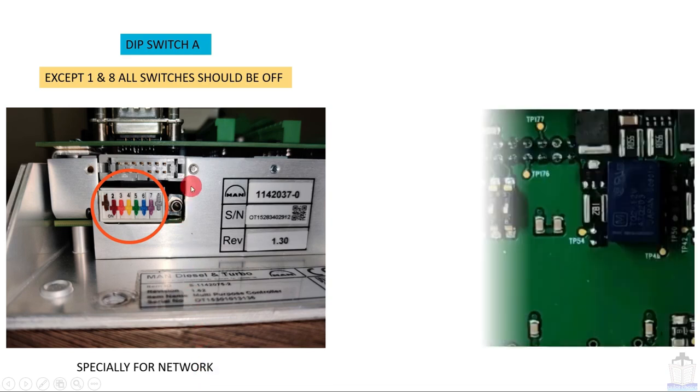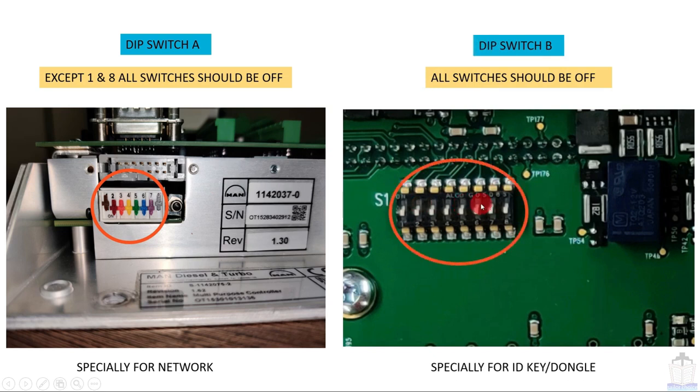Okay. Now another type of DIP switch you will find installed on the input output card. This is called the DIP switch B, also called S1, and in this DIP switch all switches should be in off condition. Here you can see that all switches are in the off condition. Okay. So this DIP switch B is especially for the ID key or dongle. That means this DIP switch basically configures the ID key or dongle function.